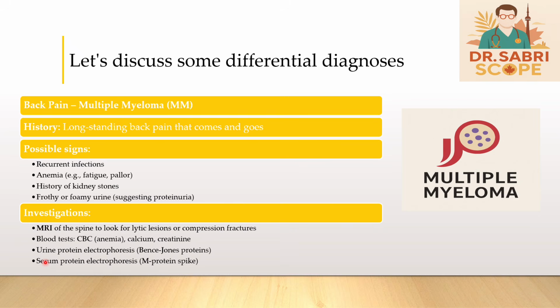Coming also to another kind of investigation that is very important to diagnose multiple myeloma. It's called urine protein electrophoresis, Bence Jones protein, and also serum protein electrophoresis. We're going to find something called an M protein spike. This is a very rare condition that can cause back pain, but it can come up in your exam, and also it's a very important topic, so you should always read about it. Go to Toronto Notes and read more about it.